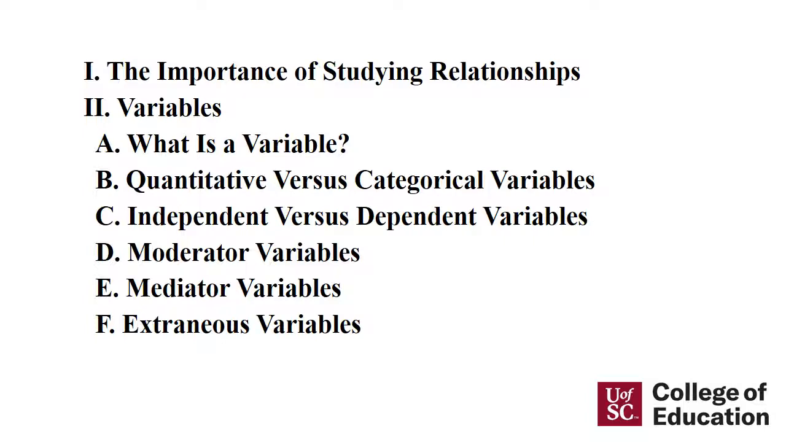C. Independent versus dependent variables. An independent variable is presumed to affect or influence other variables. A dependent, or outcome, variable is presumed to be affected by one or more independent variables.